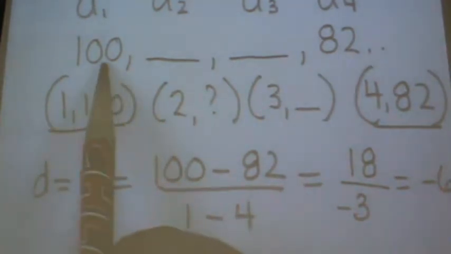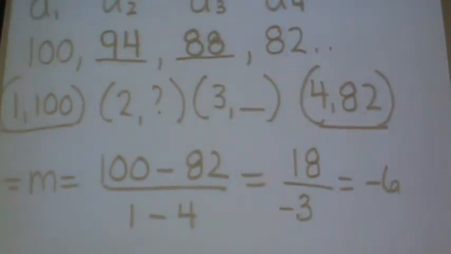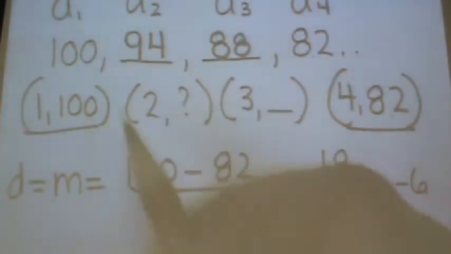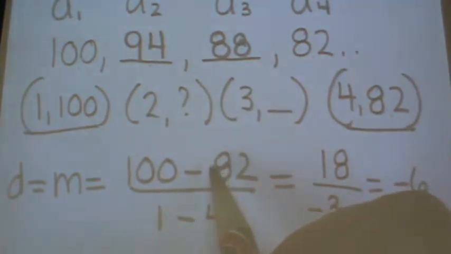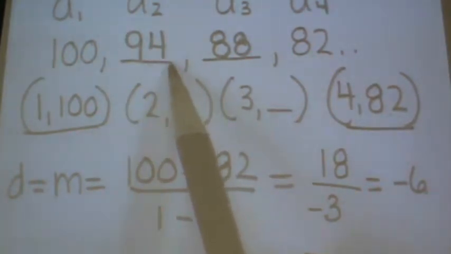So if I took 100 and I went down 6, what would the second term be? 94. And if I go down 6, what would it be? 88. And if I go down 6, I get 82. So you're actually doing the recursive formula in this one. You're taking the previous term and you're adding the common difference, which is negative 6. Okay?